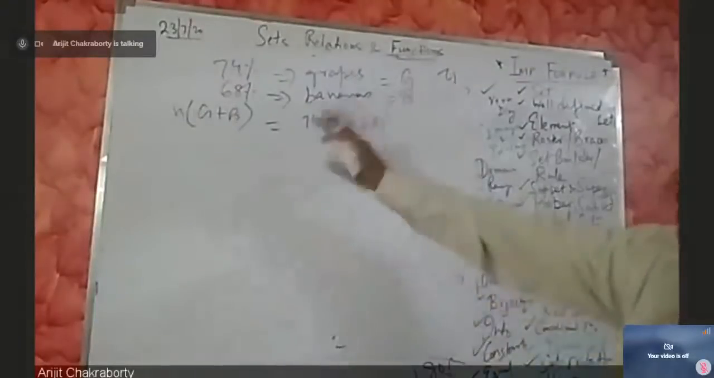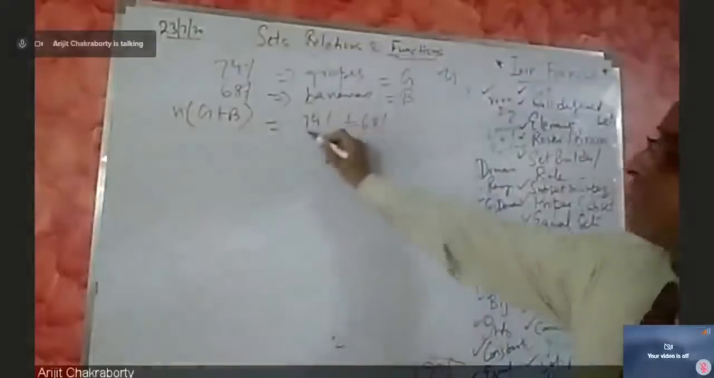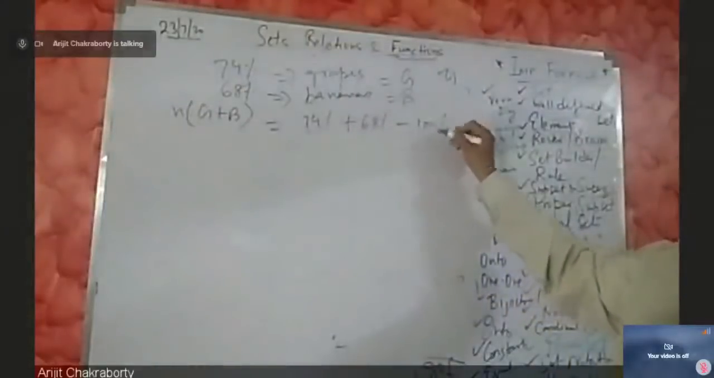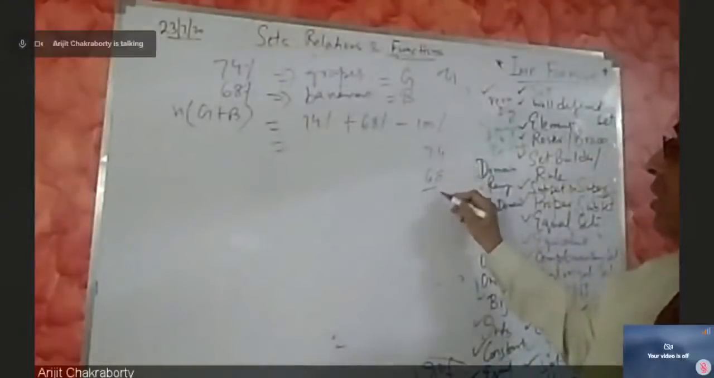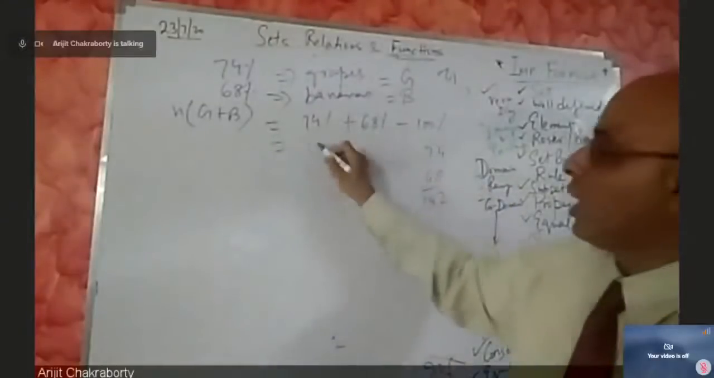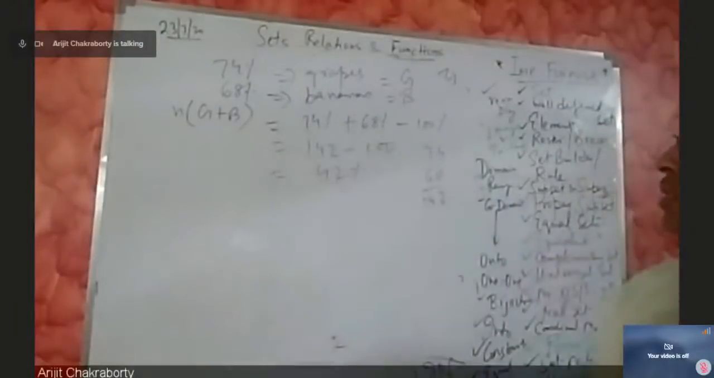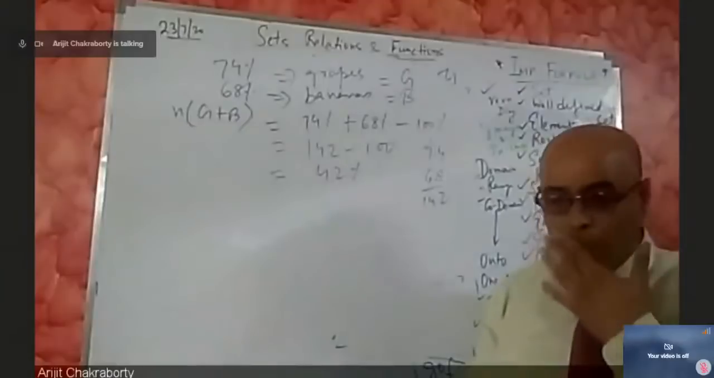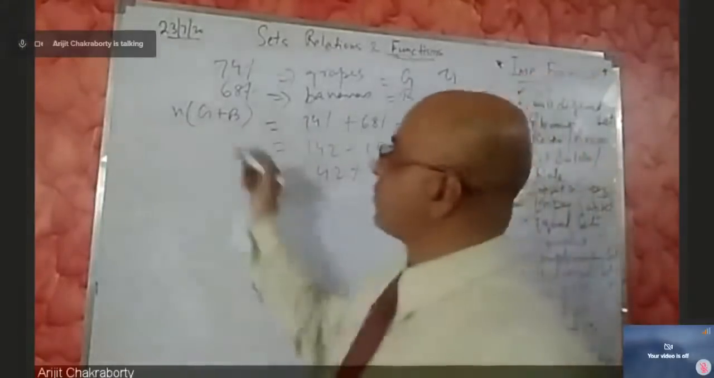Okay. So the total amount is 100, we know 100 population. So this will be 74 plus 68 minus 100%. So that is 74 and 68 is 142. So 142 minus 100. So you have 42% who are liking both grapes and bananas. What's the percentage of the Indians?